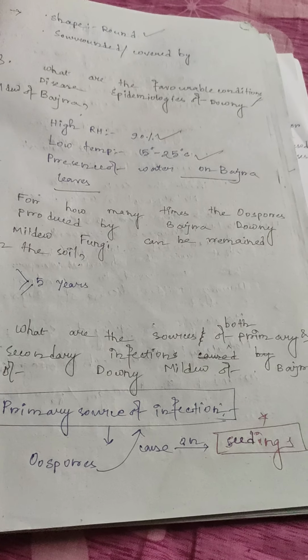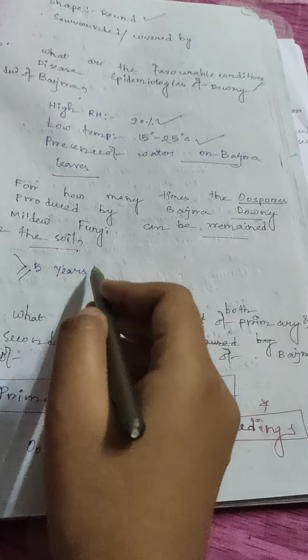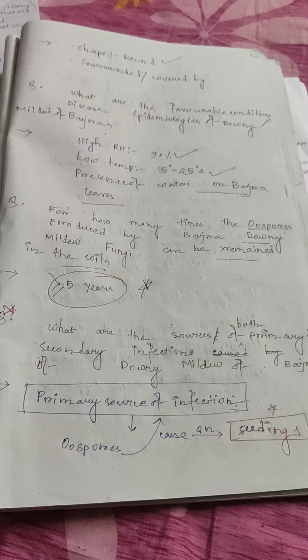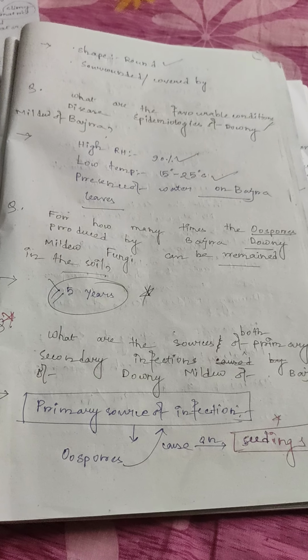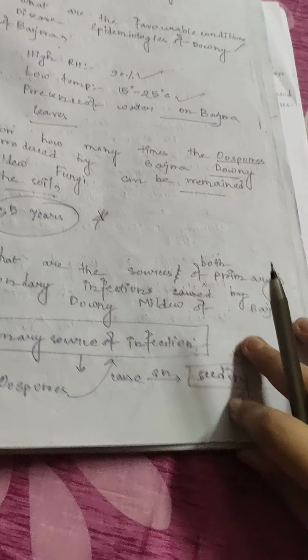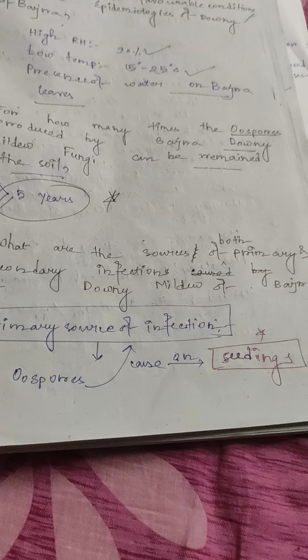For how long can the oospores produced by the bajra downy mildew fungus remain in the soil? For more than 5 years. For more than 5 years, the oospores can remain in the soil in the case of the downy mildew fungus of bajra.